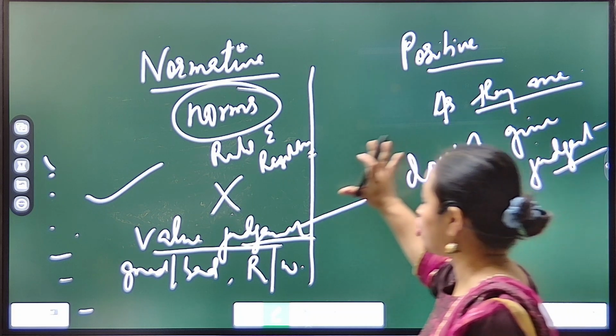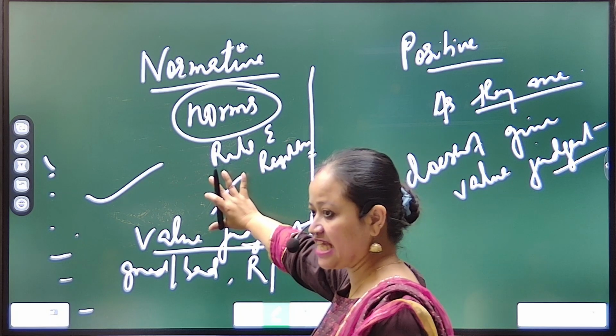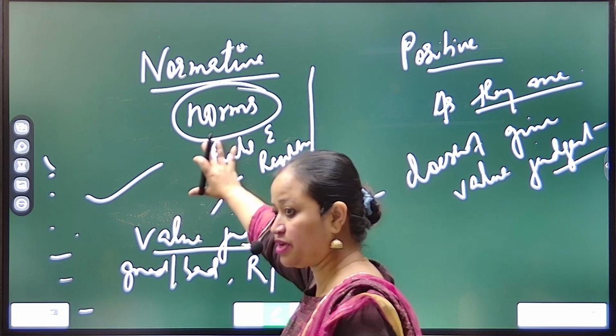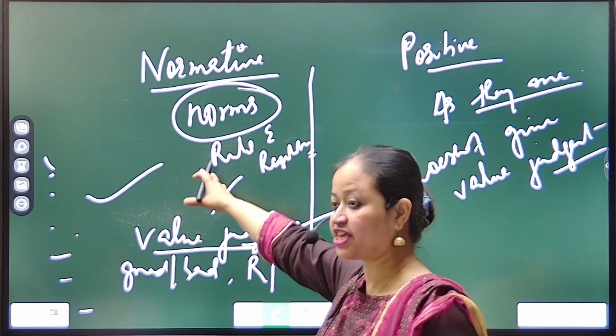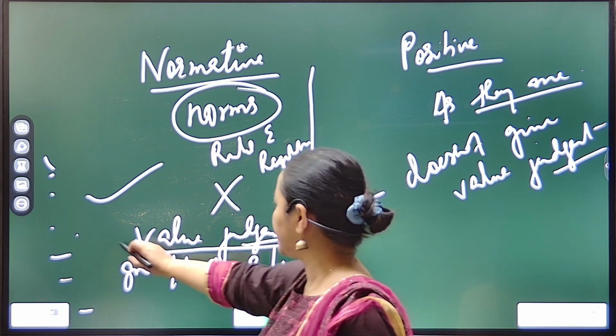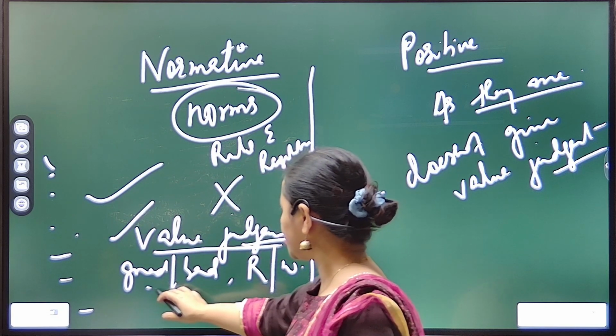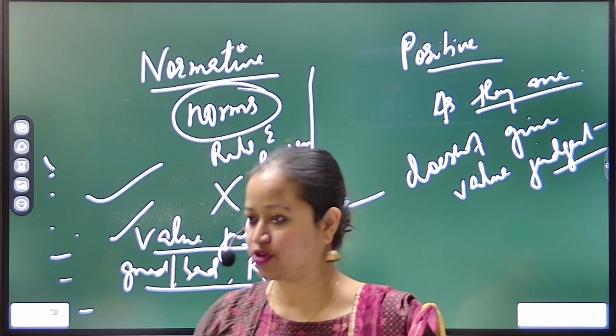Fine? And normative economics studies, we can say, what it should be, what ought to be, and what ought not to be. It studies like this, and it gives value judgment, and it also tells what is good and bad, and right and wrong. Fine?